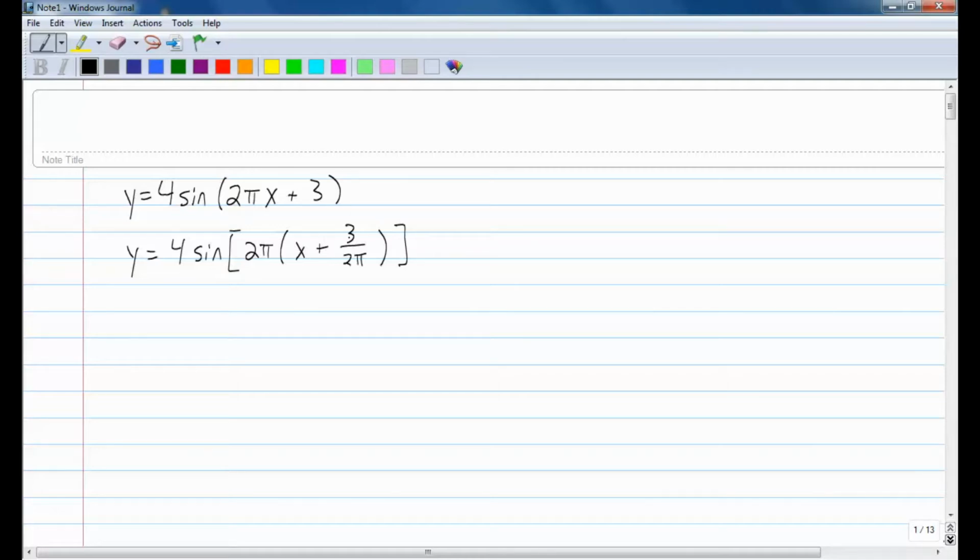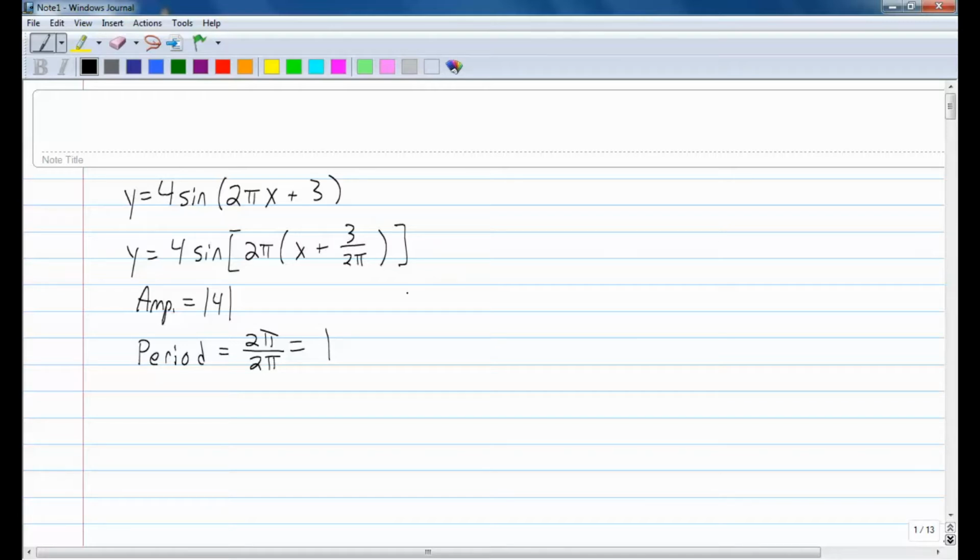Alright, now let's figure out the amplitude, which is the absolute value of 4, so that's my high points and low points. The period, I can draw one complete graph, 2 pi divided by omega. Well, I factored out a 2 pi. So the period here is 1 unit. So I'm going to be able to draw this entire graph in just 1 complete unit.